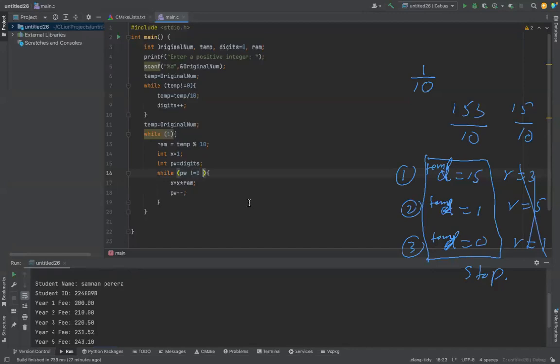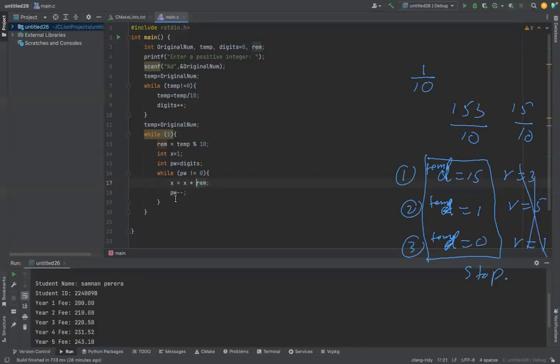When the power is equal to 0, we have to stop. Actually it is not required to use not equal 0. You can directly use the PW variable. When PW is 0, it automatically stops. You can use whichever way you like. Here I use x equals x into the remaining value. After that, power minus minus.